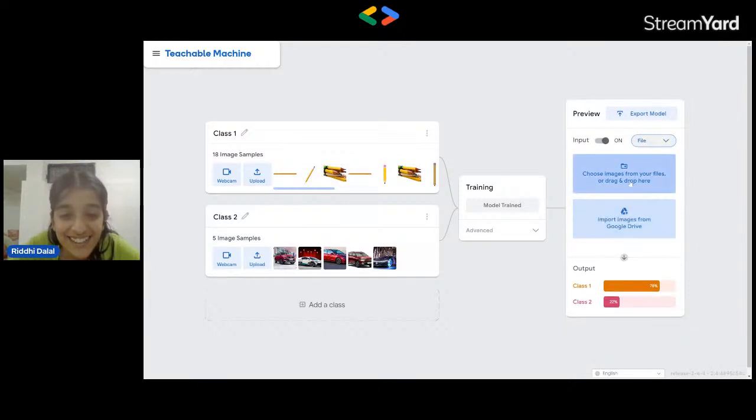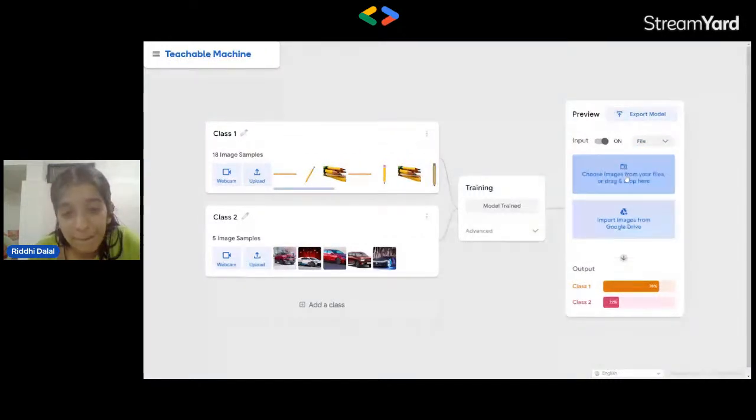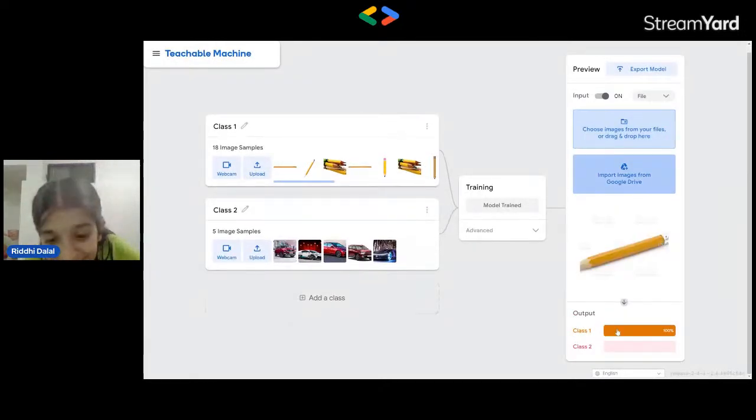Okay. Let us see if the system recognizes it or not. Upload a pen first. Let us see if it is able to identify the pen. Yeah. See, class 1 has the maximum percentage and class 2 is 0, because yes, it has learned the neural network and now it knows what a pen looks like.